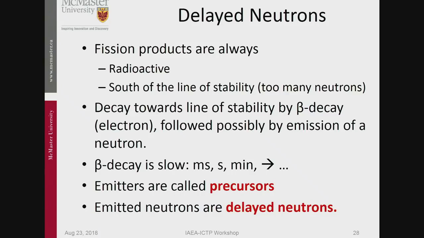Now, beta decay is slow. Milliseconds, seconds, minutes, even longer, which is both a blessing and a curse. Why is it a curse?